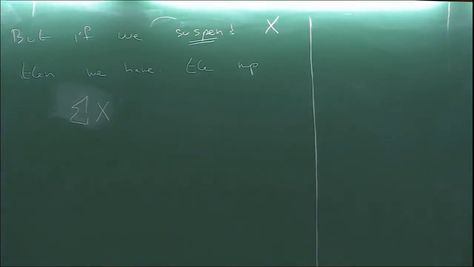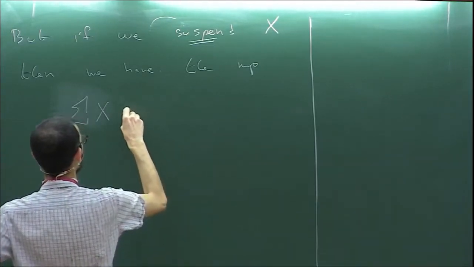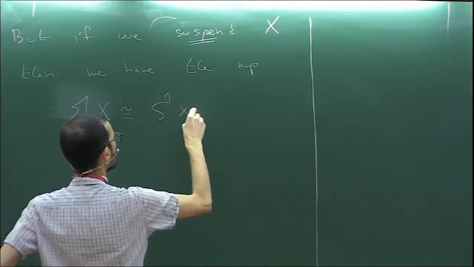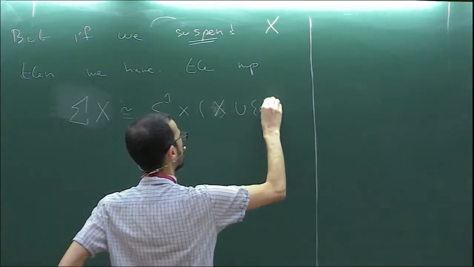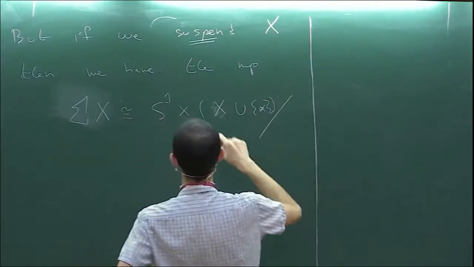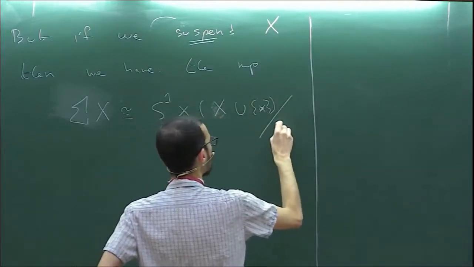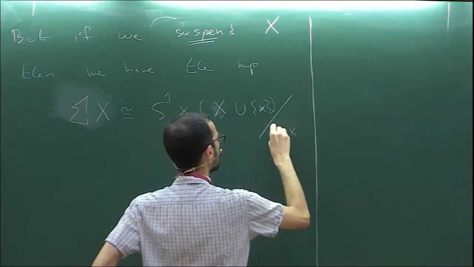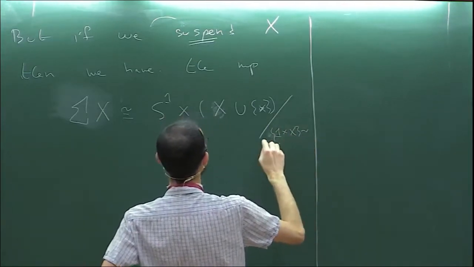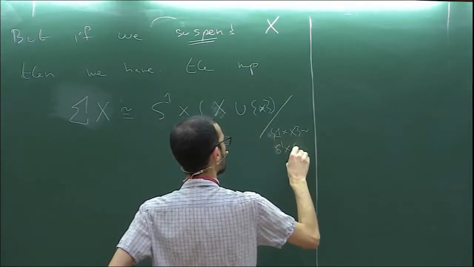There is a problem always with whether we do based topological spaces or unbased topological spaces. I'm going to just stick with based topological spaces, and when I do the suspension, I will add a base point. So this means S1 crossed with X union a base point, modulo where you collapse the base point on X. So you collapse the base point on X, so on S1, so 1 cross X is identified with S1 cross star.